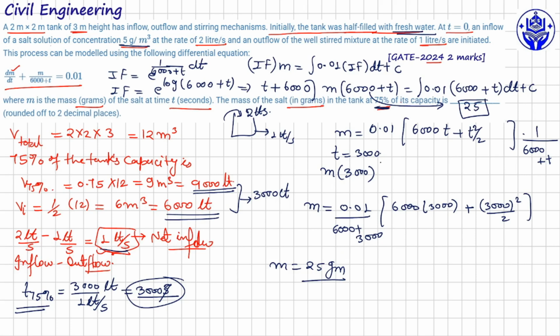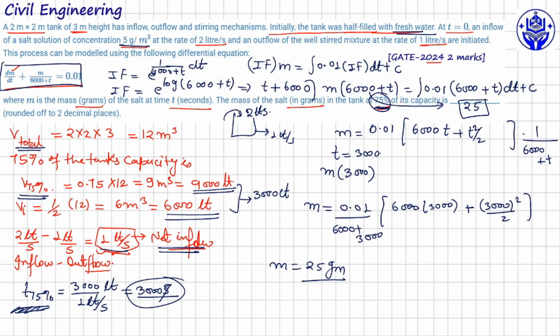So this is what we have done. First of all, we calculated the total volume, and we took 75% of the whole capacity. We calculated the difference of the inflow and outflow, that is net inflow, and after that we calculated the time at 75% capacity, that is 3000. We just put it in. This is nothing but a simple linear differential equation.